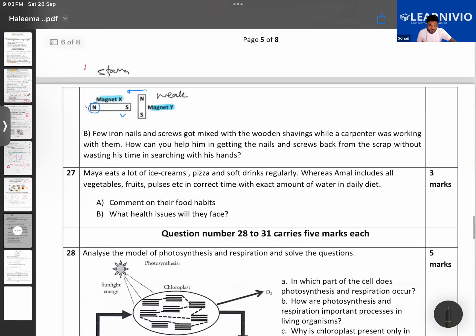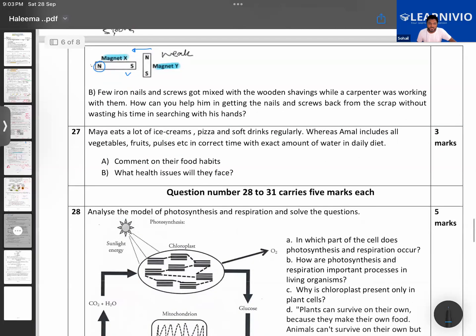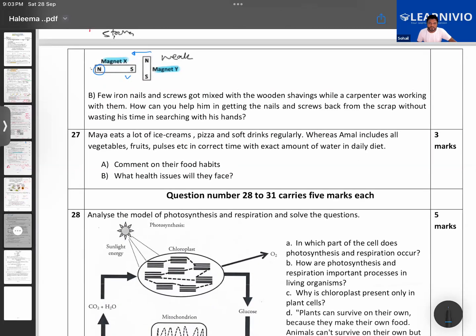All right. Read question number B. Few iron nails and screws got mixed with the wooden shavings while a carpenter was working with them. How can you help him in getting the nails and screws back from the scrap without wasting his time searching with his hands? Sir, as we know that iron nails and screws get attracted by a magnet, so we can just use a magnet, as wooden shavings do not get attracted by the magnet.